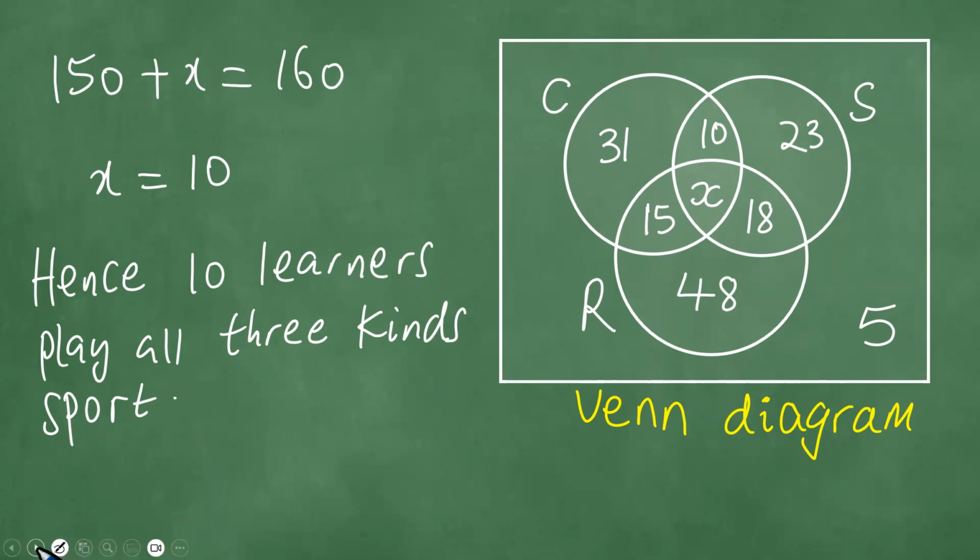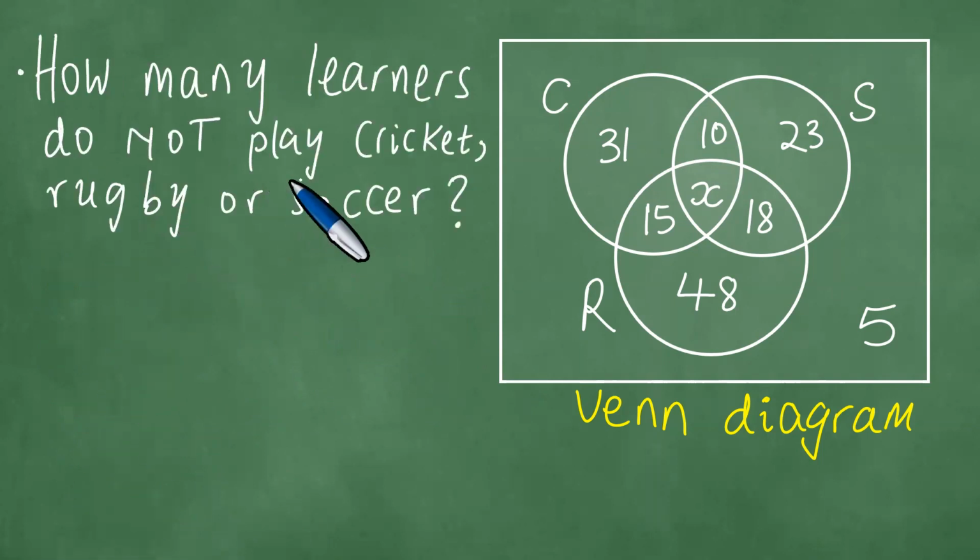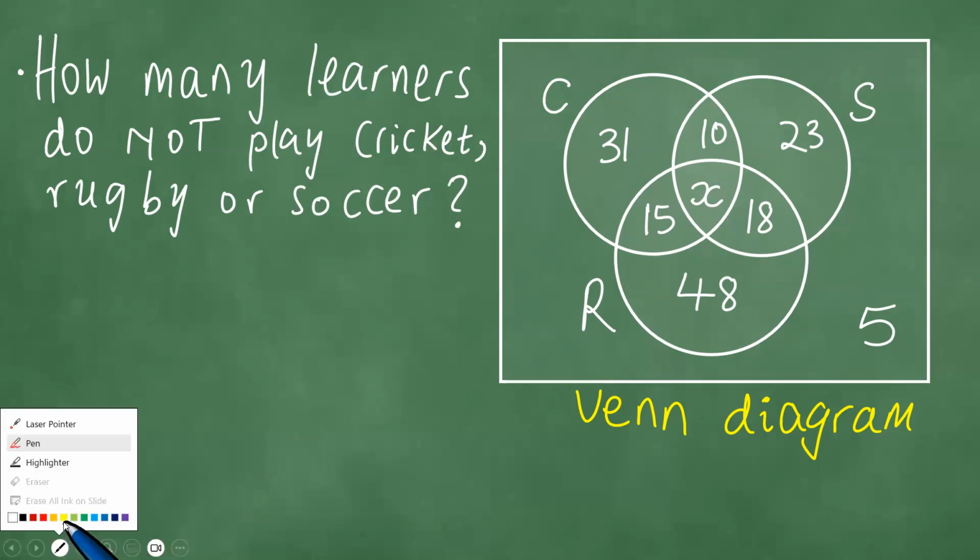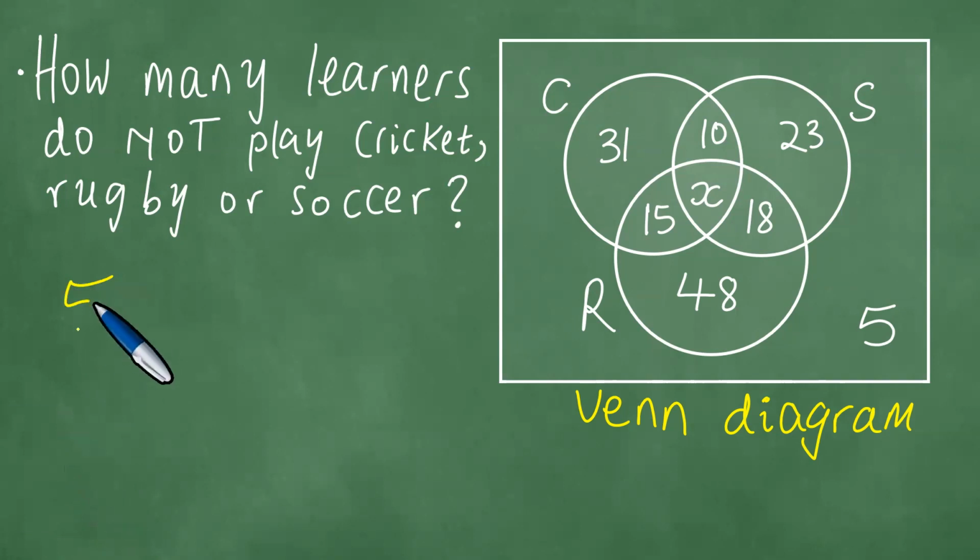The next question becomes, how many learners do not play cricket, rugby, or soccer? There are those learners who do not play cricket, they do not play rugby, and they also do not play soccer. But how many are those learners? Clearly, those learners are exactly five. So it follows that five learners do not play cricket, do not play rugby, and do not play soccer. Those learners are only five. Okay, the next question.